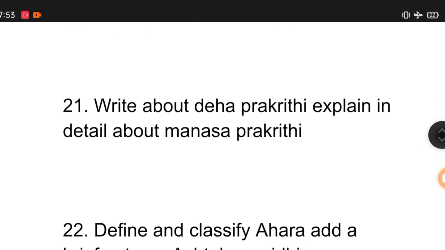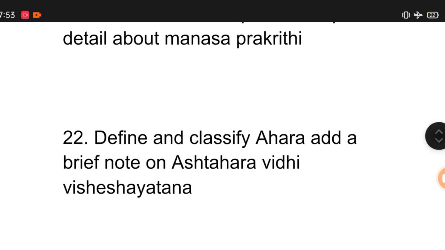Write about the Deha Prakriti, explain in detail about the Manasa Prakriti. Deha Prakriti is Vata, Pitta, Kapha Prakriti, and Manasa Prakriti means mental, Manasika Prakriti means sattvic, rajasic, tamasic, they will come, and write their types also. If you write in flowchart form, you will get marks.